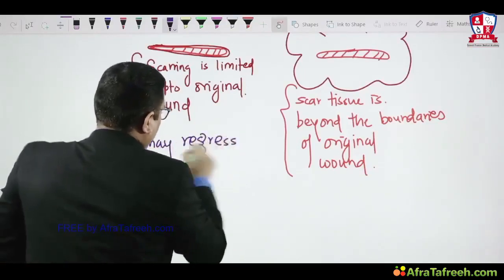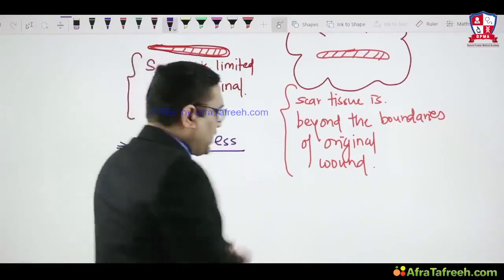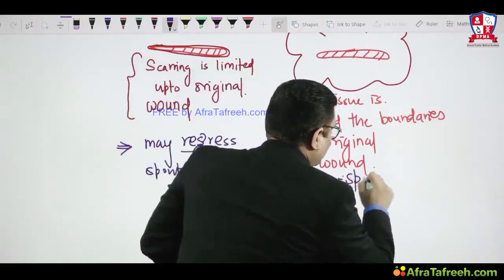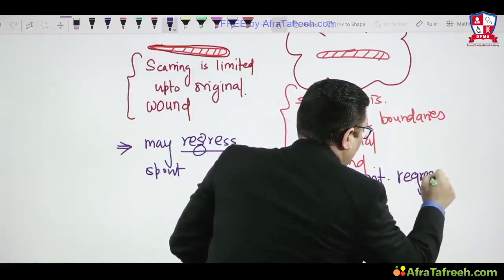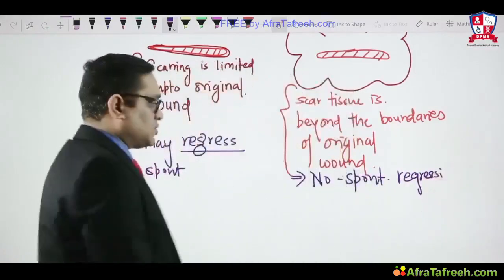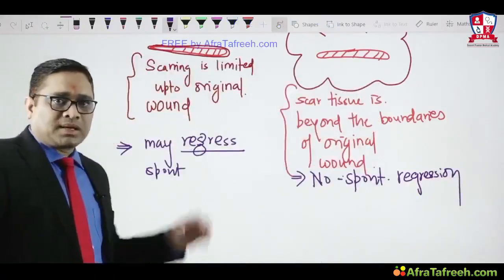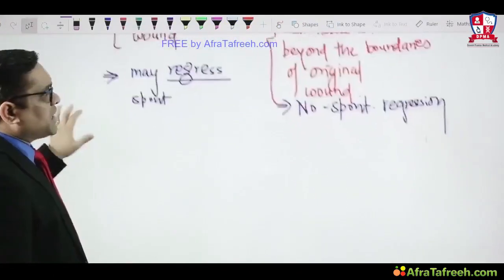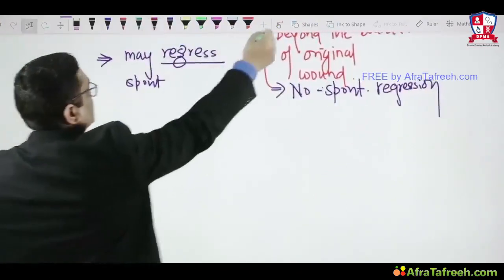We can say they may regress spontaneously. But in case of keloid, there is no spontaneous regression, so they will have multiple recurrences, right? No spontaneous regression will be seen in case of keloid. Another important difference, keloid versus hypertrophic scar: hypertrophic scar has no genetic association.